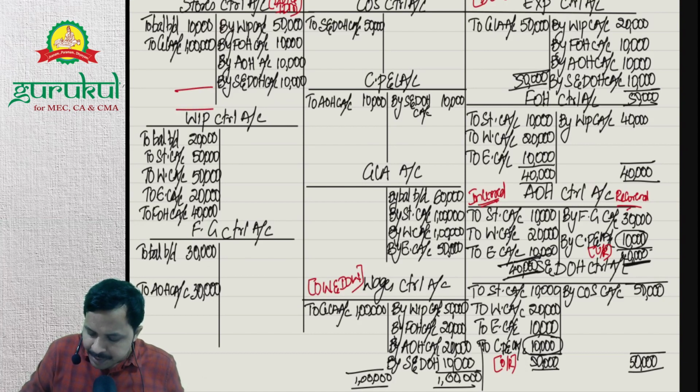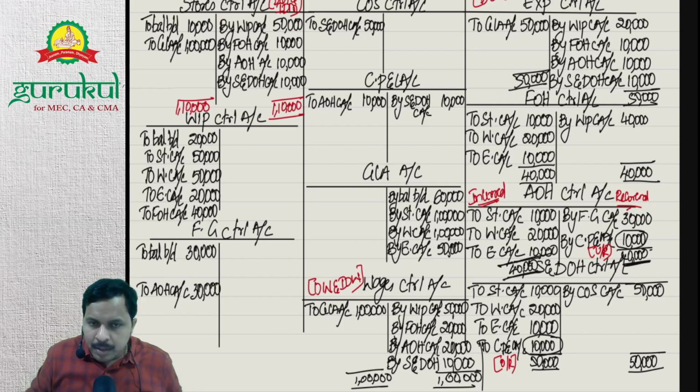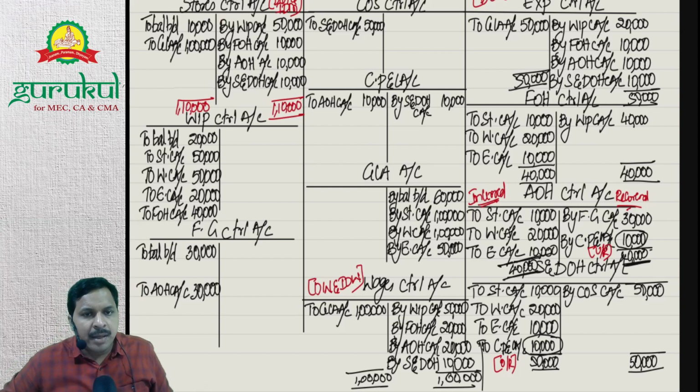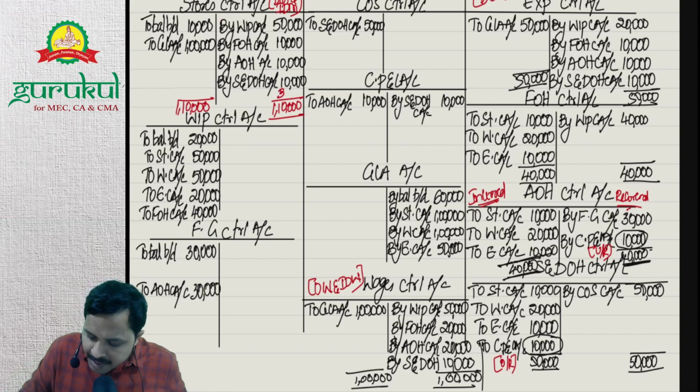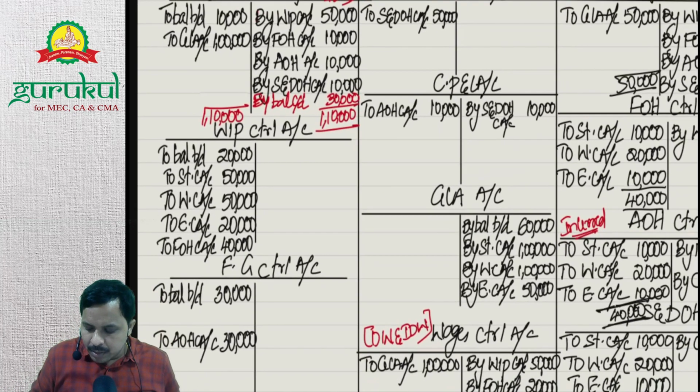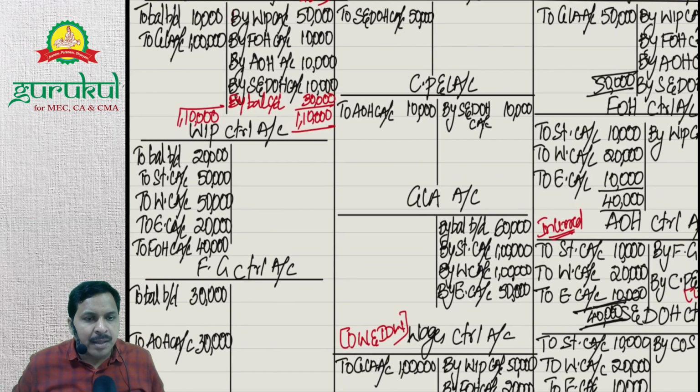Stores total debits is 1,10,000. For this no entry, just listen. 1,10,000. Now total of credits is how much? 80,000. 1,10,000 minus 80,000, what is it? Closing stock of raw materials. So by balance carried down 30,000, closing stock of raw materials.